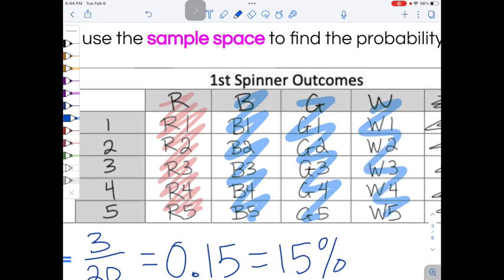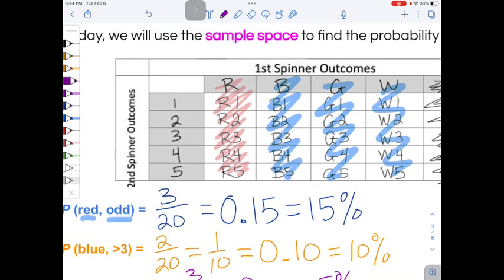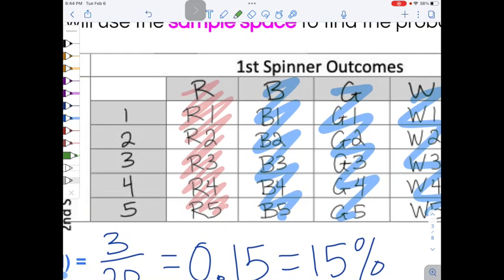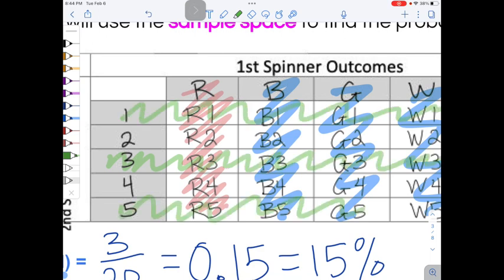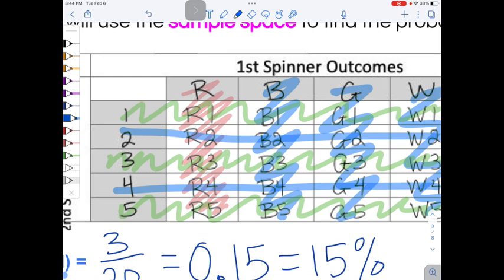Cool. Then going the other direction in our rows, we need the odd numbers. So here are the odd numbers, 3 and 1 and 5. Do you see that that's 3 out of the 5 options? So that's 3/5. So we're really looking for where they intersect, right?